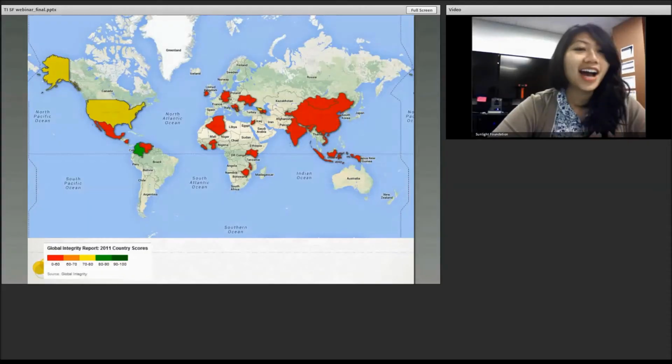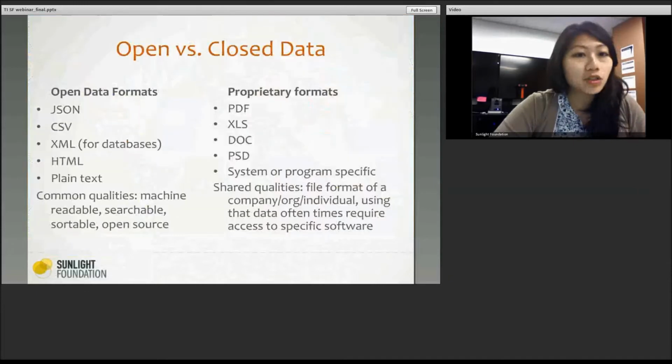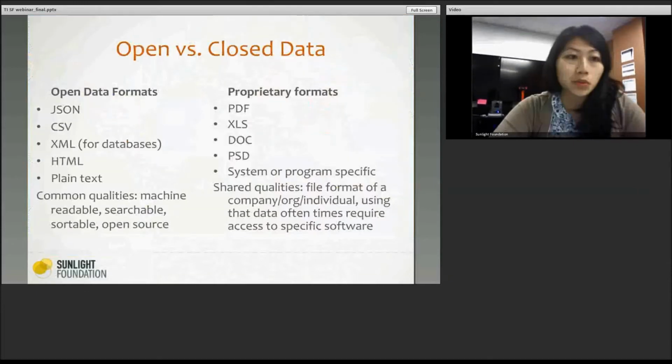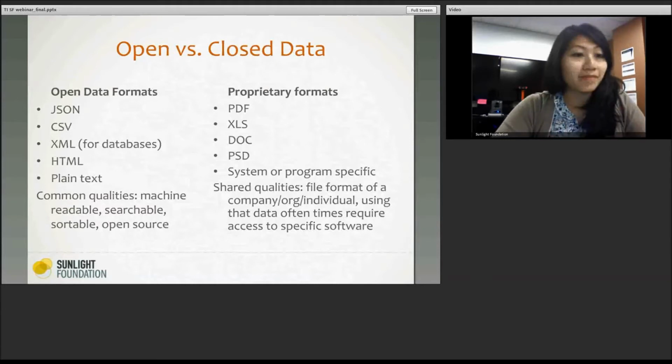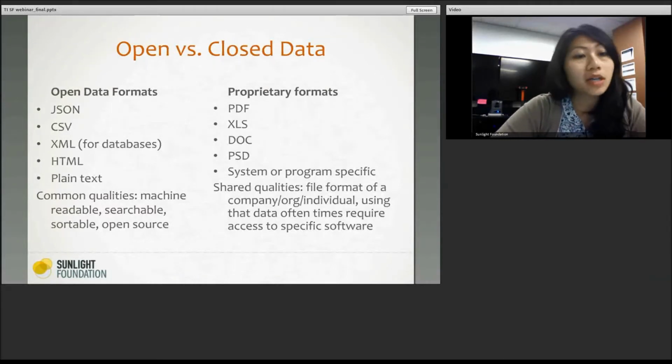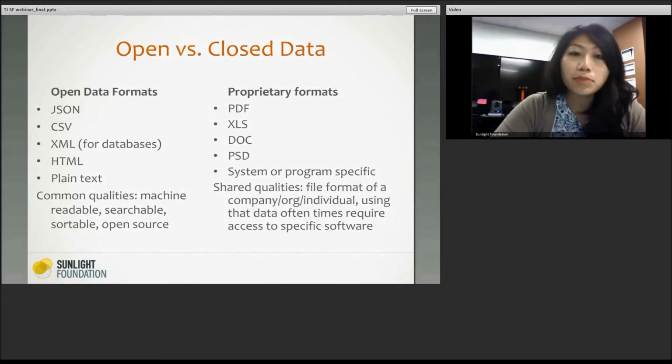Thank you, Julia. As you were saying, I'm going to talk a little bit more about open versus closed data. Some of these formats you see here on the screen are going to be pretty familiar to you. But the hallmark of the difference between an open data format and a proprietary one is that the open data formats are open. They are machine readable. The common qualities are that they are searchable, sortable, and you don't need to purchase any software to start using them. You can pretty much start manipulating the data right then and there. And by doing that, it really lowers the threshold of entry to understanding and using the information.